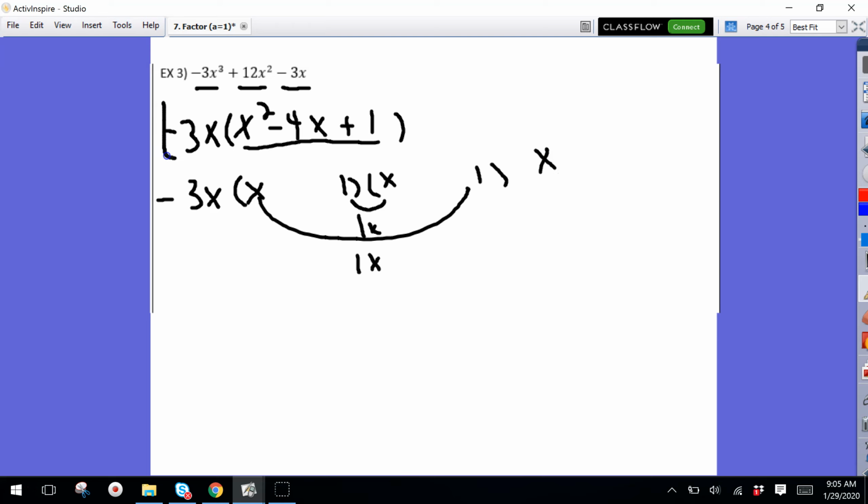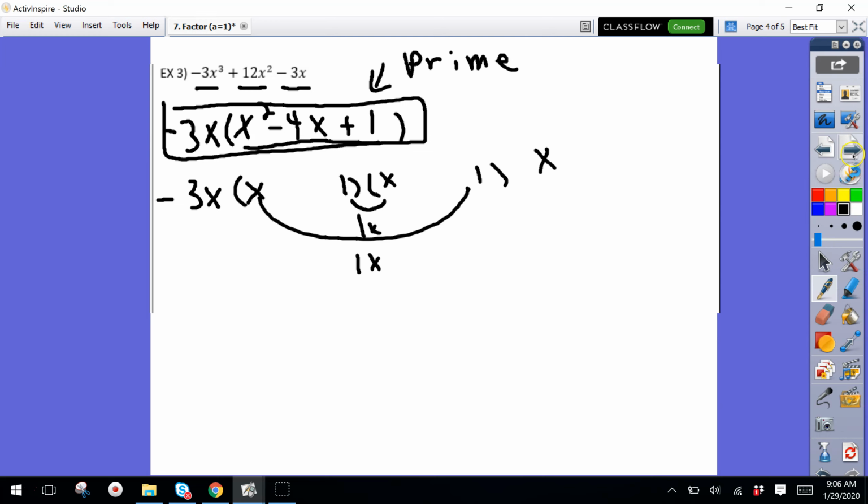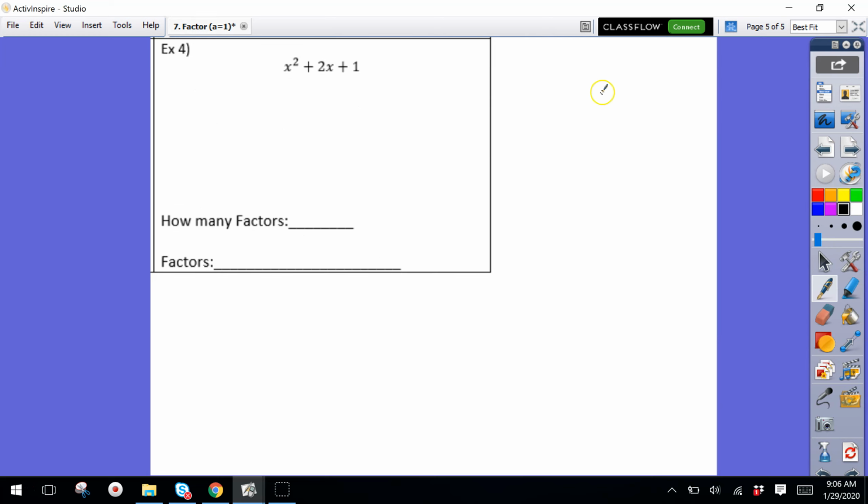So this is the only way I can factor this. I can't factor that trinomial any further. We call that trinomial prime. So this trinomial is prime, and that's it. There's no way that I can factor. Prime just means that the only numbers that multiply to be itself are itself and 1, so I can't do anything further with that. And then let's do our last example.